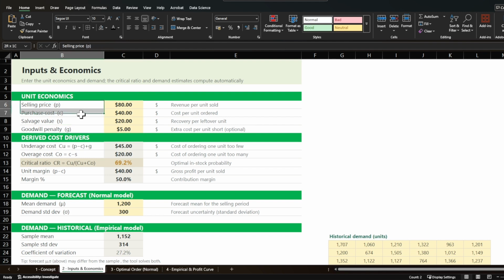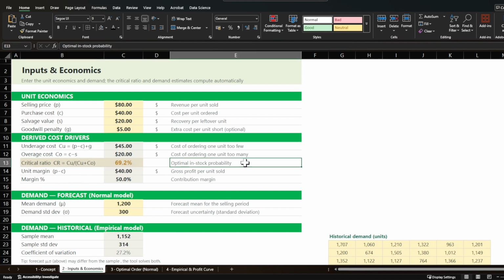Now as per this unit economics, we are going to calculate certain derived costs which we are going to use in our Newsvendor problem solving. We are going to calculate the underage cost. You know that this is P minus C plus G, which is margin plus goodwill cost. Then there is the overage cost, which is cost minus salvage. Now we are going to calculate the critical ratio. As per this formula, it is coming as 69.2%.